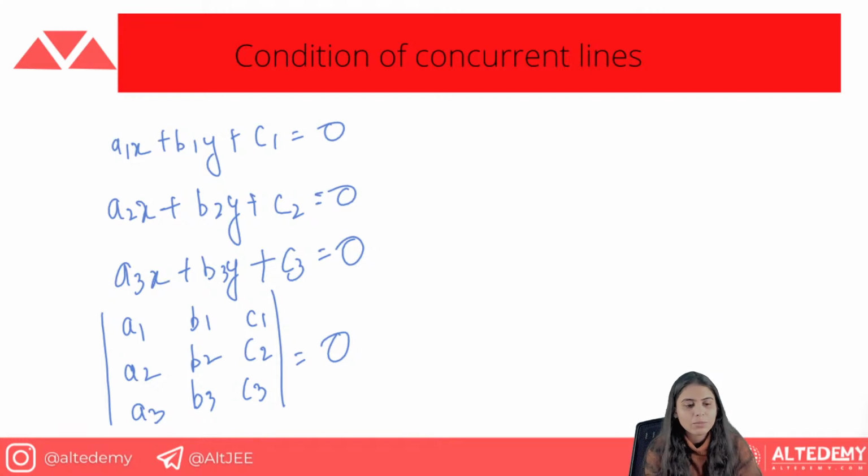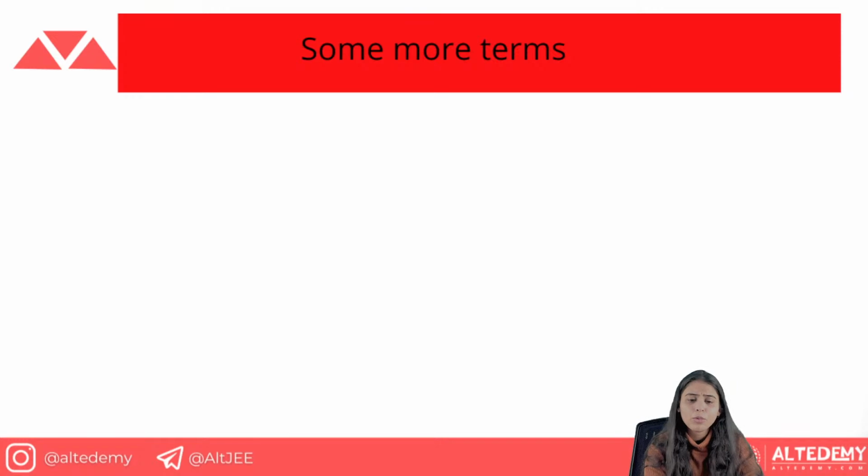We have a1x plus b1y plus c1 is equal to 0. We have three equations of lines here: this is the equation of line 1, this is the equation of line 2, this is the equation of line 3. Now you can form the determinant, and that is going to be equal to 0. Now, we have some more terms, which can be written as the equation of parallel and perpendicular lines.